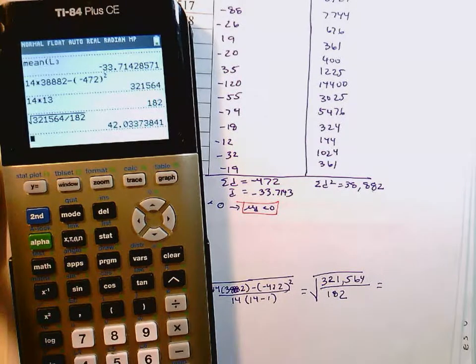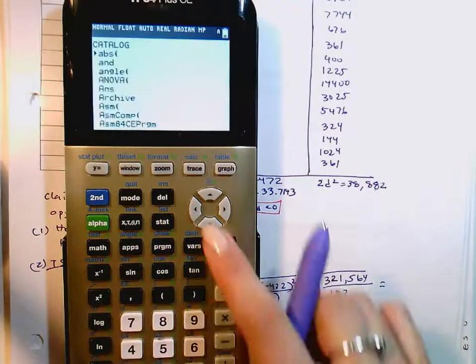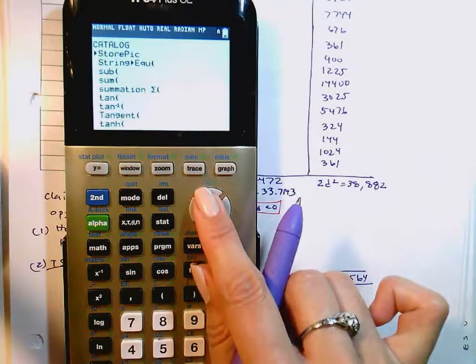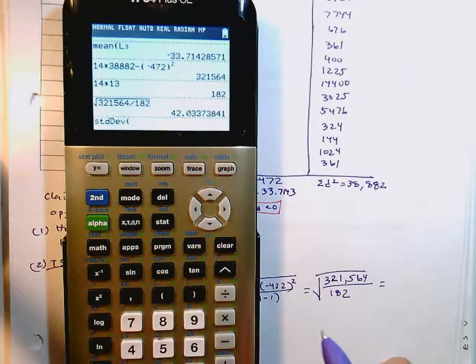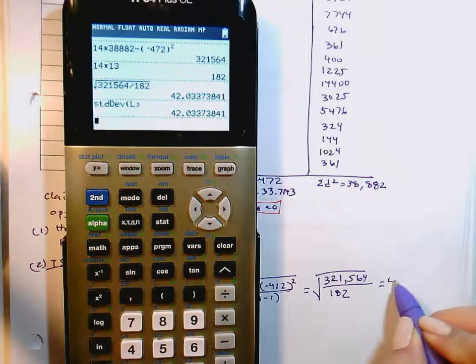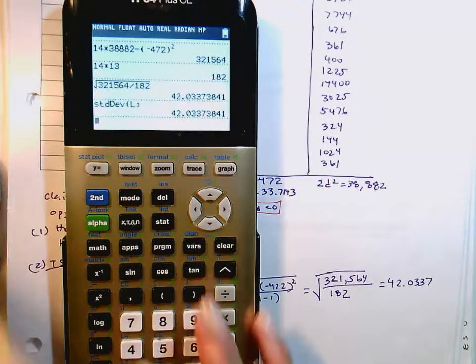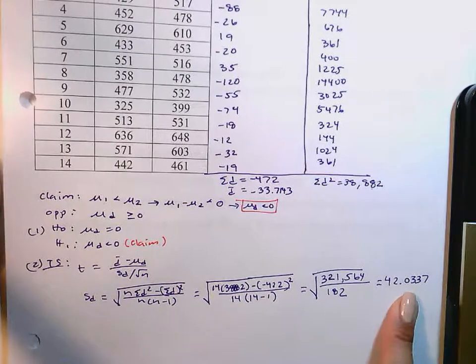42.0337. So if you have a graphing calculator, you can just go to second, go to catalog, go to standard deviation, so go to the T, and then go up to STDDEV, and press enter. Then we're going to find standard deviation of the difference column. Difference column was under L3, so go to the L3, and that gives you the same answer, 42.0337. So that means standard deviation of the differences is 42.0337.